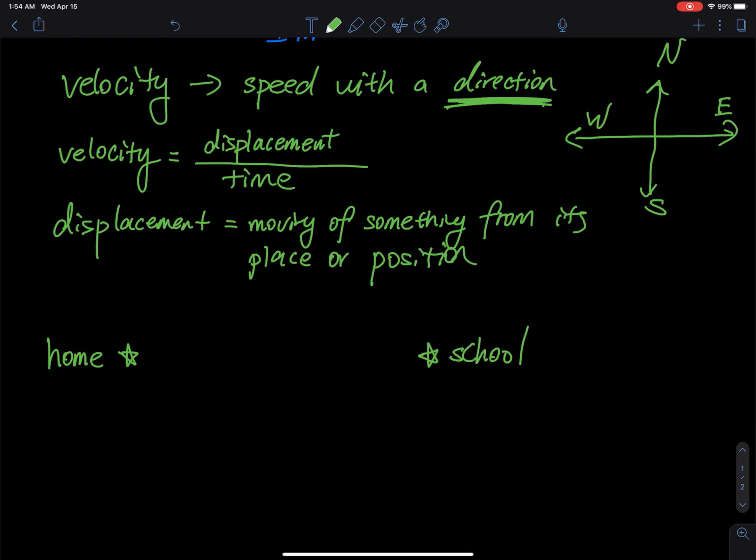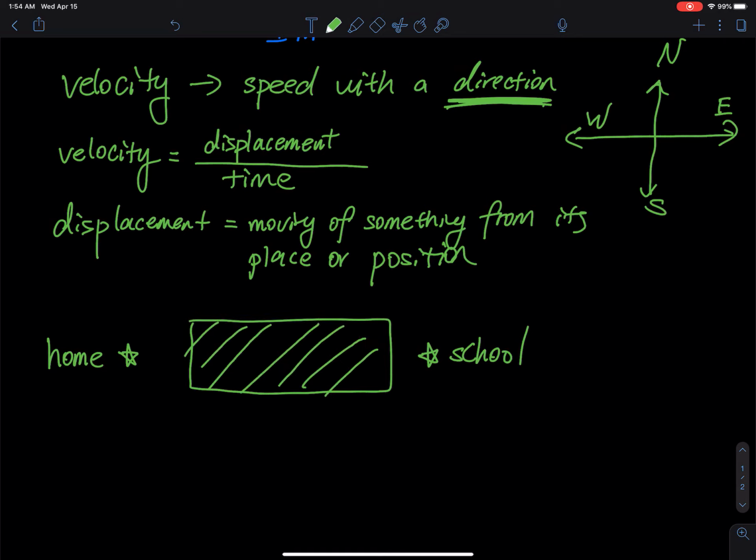And then you are trying to go from home to school. And let's say you can't walk on a straight line. There are some buildings or obstacles between your home and school. So you have to take another path. So let's say you start right here. You go forward, and then you make a turn, and then you go like this. And then you get to your school. All right. So let's say the distance between your home and school is 220 meters. And then what about displacement?